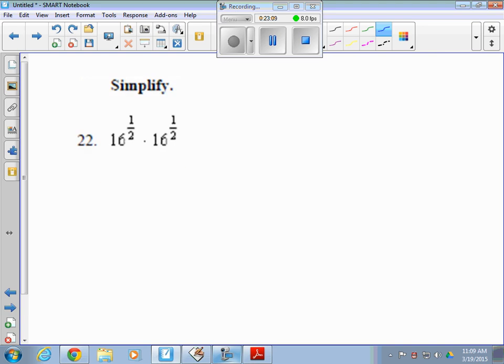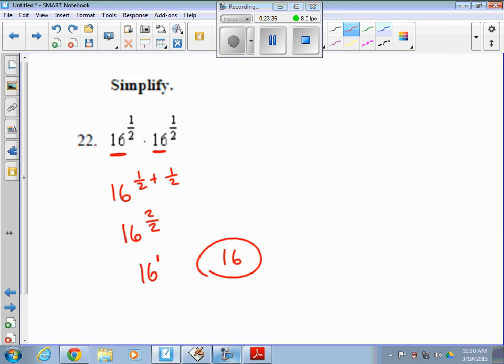Simplifying these, remember the bottom number in the fraction tells you the index. So when we convert this, well, actually we'll do it this way instead. You're multiplying the same bases, 16 and 16, so you add the exponents. 16 to the 1/2 plus 1/2 gives you 16 to the 2/2, or 16 to the first power, which simplifies to 16.